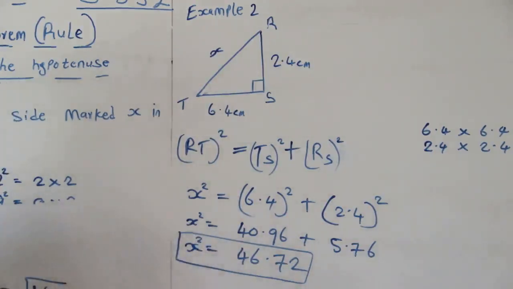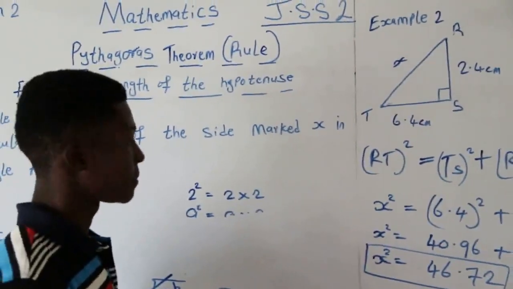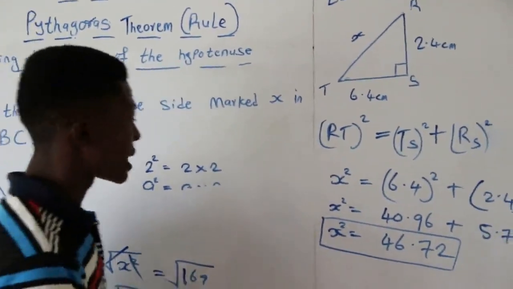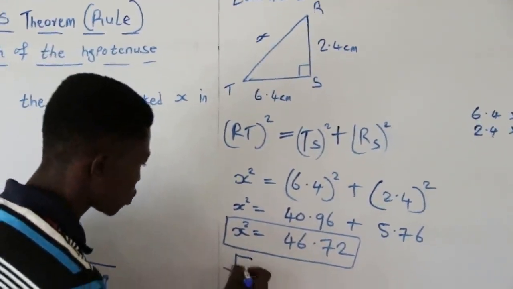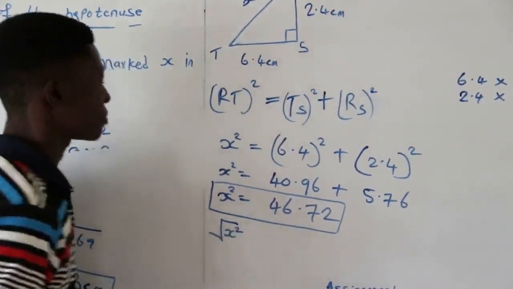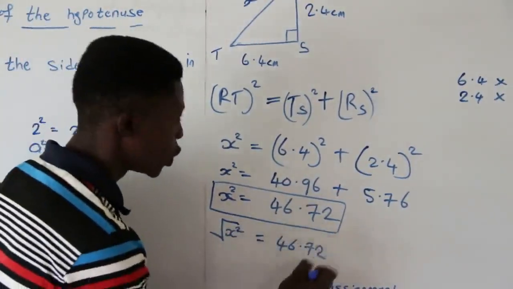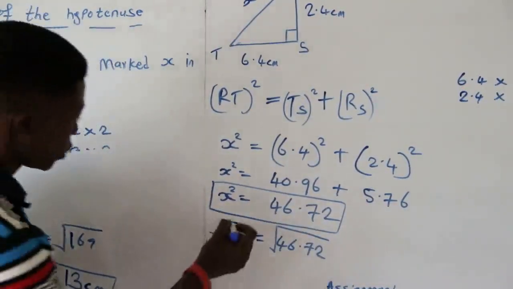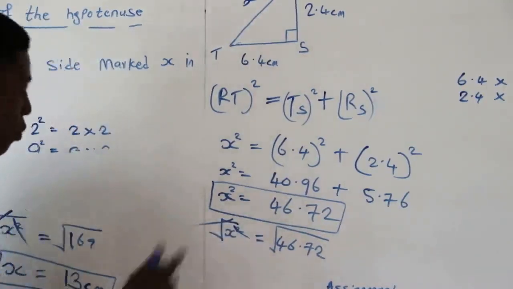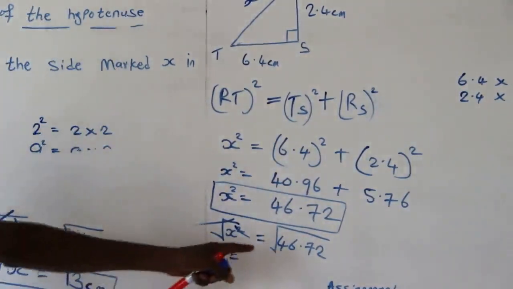And how do we get rid of square? If you're having square, if you want to get rid of square, you apply square root to both sides. Our first side here is x squared. You apply square root. The second side we have 46.72. You also apply the square root. And when you apply the square root, square and square root will go. We are left with only x is equal to, then you punch your calculator.